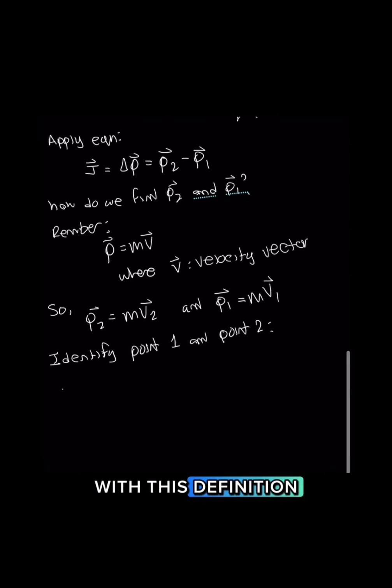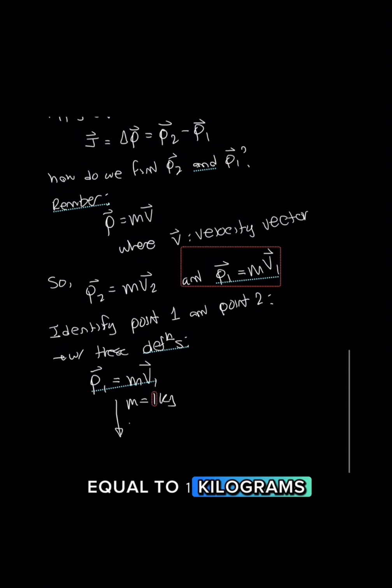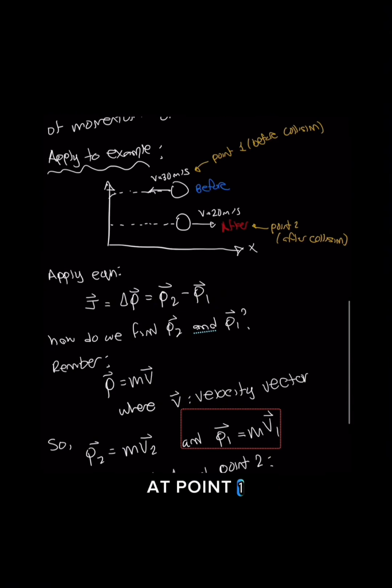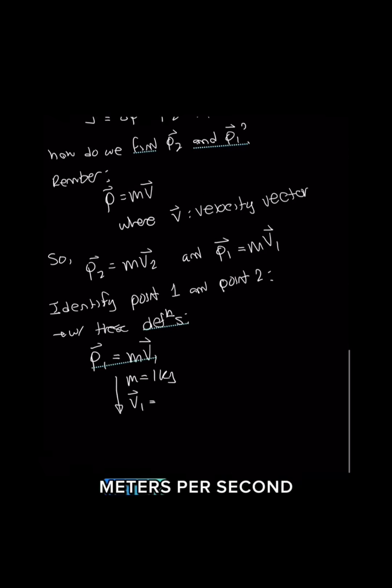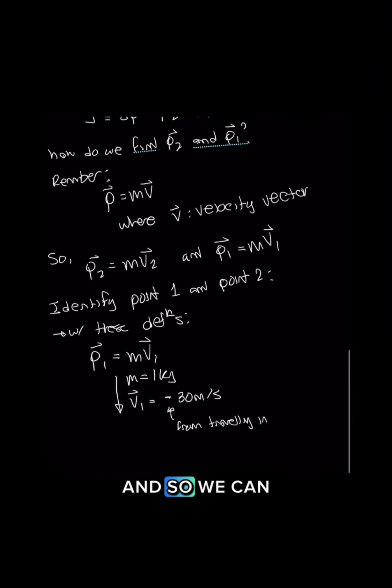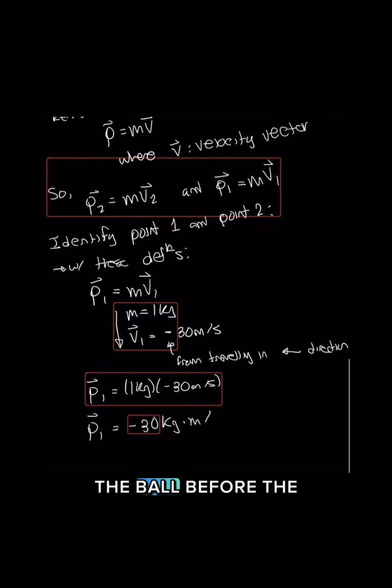With this definition, we can start by finding the momentum at point 1. We know that mass is equal to 1 kilogram. But what is velocity? At point 1, the velocity is 30 meters per second and it's traveling to the left. So if we define the right direction as positive, the velocity at point 1 is going to be negative 30 meters per second since it's traveling to the left. And so we can plug both these values in and we get this for the final answer for the momentum of the ball before the collision.